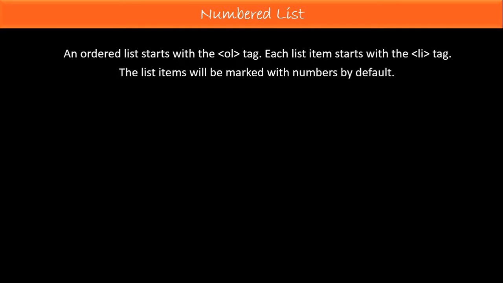An ordered list starts with the OL tag. Its list item starts with the LI tag. The list items will be marked with numbers by default.